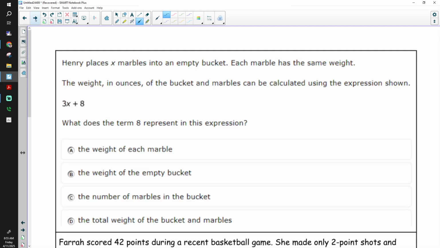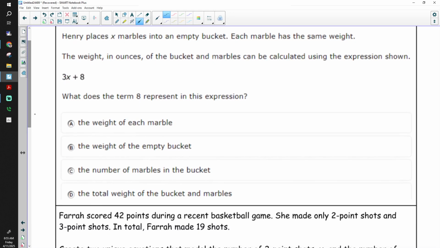Okay, continuing. Henry places x marbles into an empty bucket. Each marble has the same weight. The weight in ounces of the bucket and the marbles can be calculated using the expression 3x plus 8. What does the term 8 represent in the expression? Okay, x represents my marbles. 3 is the weight of each marble. And remember, in y equals mx plus b, this is our starting weight. So the starting weight would be the weight of the empty bucket.